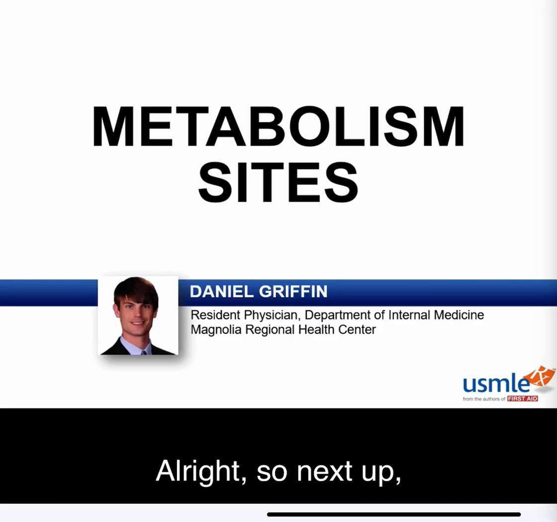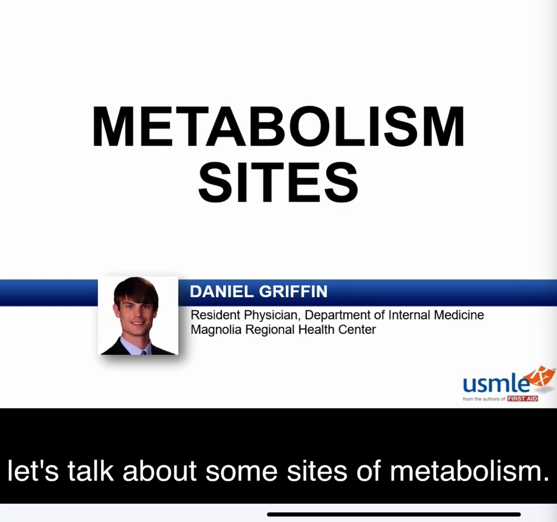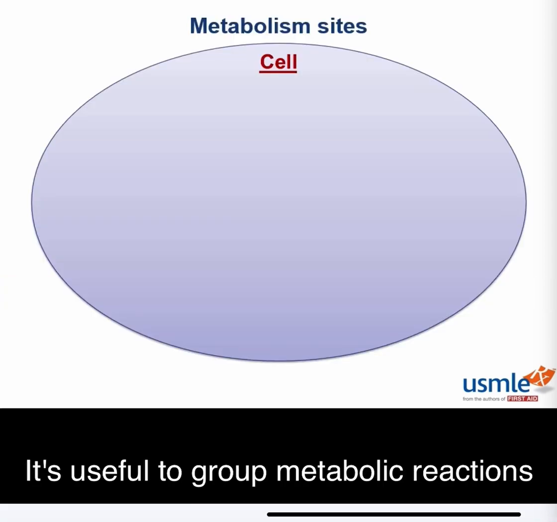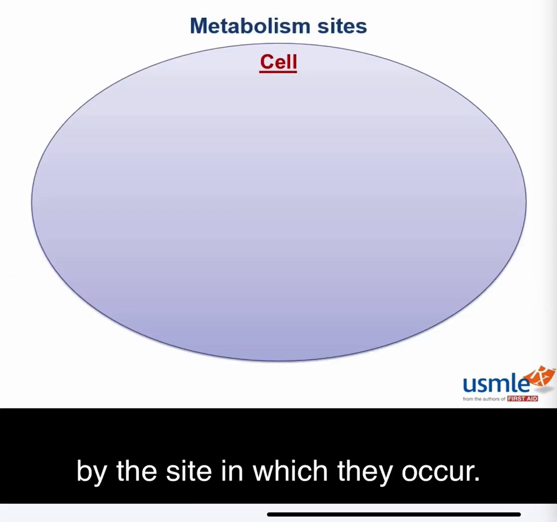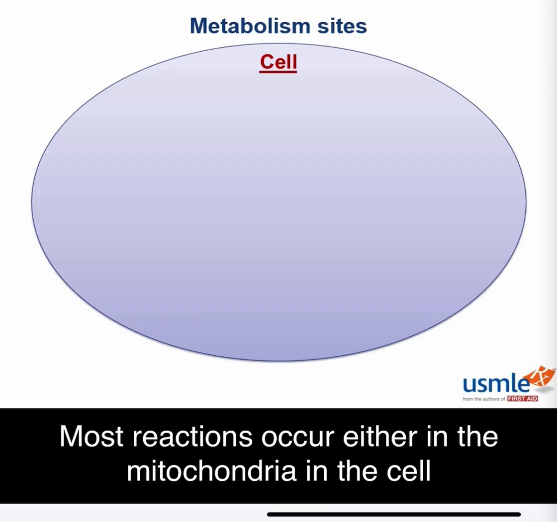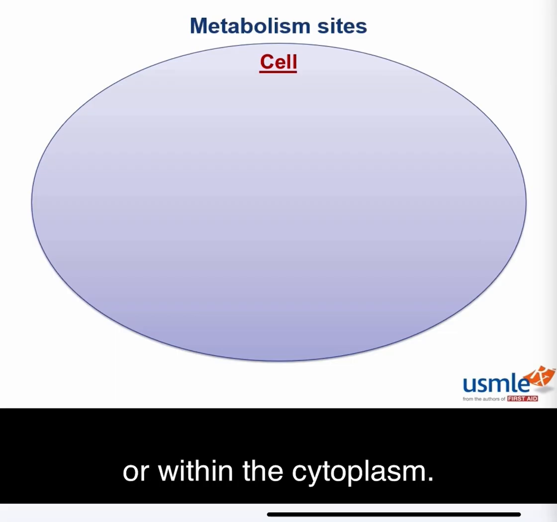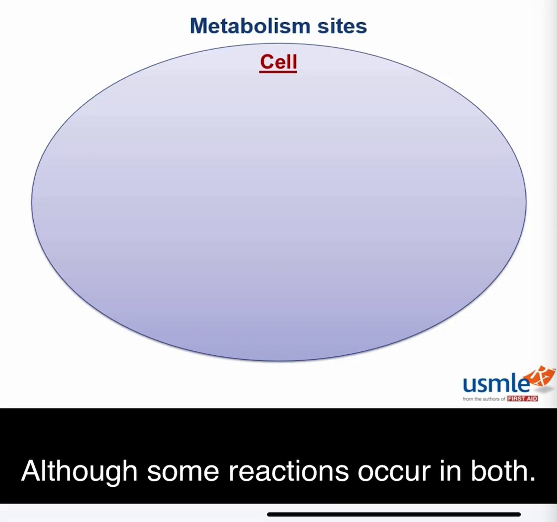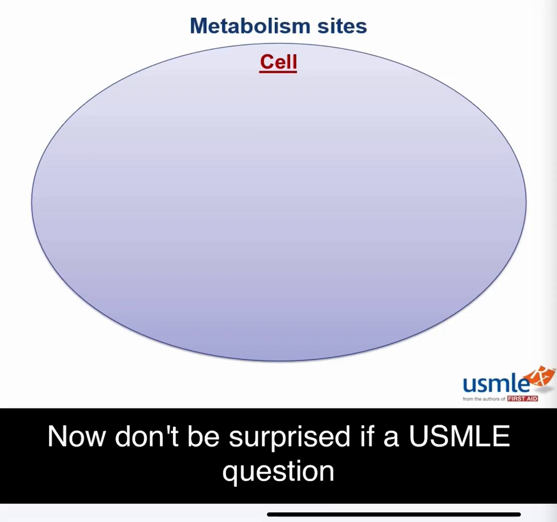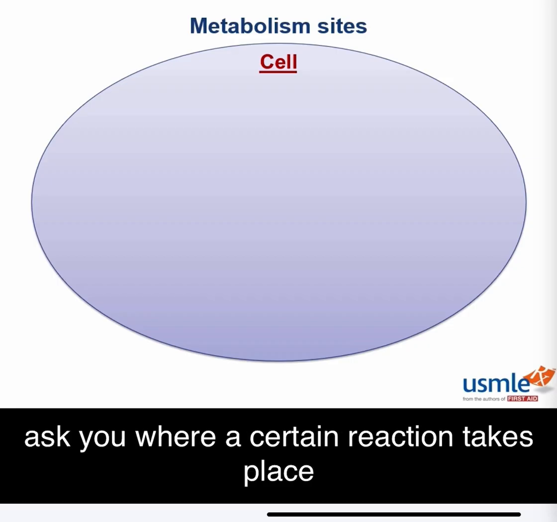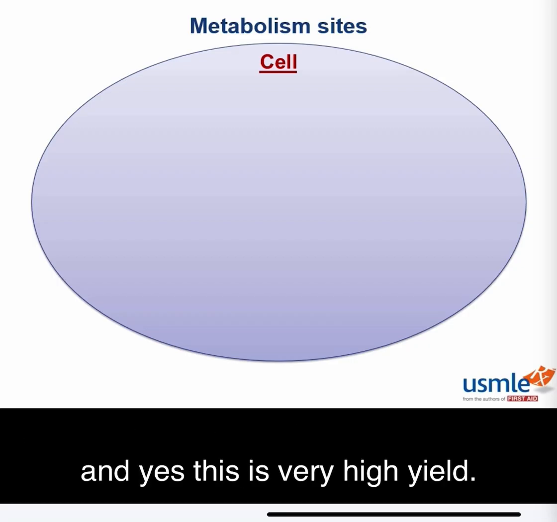Alright, so next up, let's talk about some sites of metabolism. It's useful to group metabolic reactions by the site in which they occur. Most reactions occur either in the mitochondria of the cell or within the cytoplasm, although some reactions occur in both. Now don't be surprised if a USMLE question asks you where a certain reaction takes place. And yes, this is very high yield.